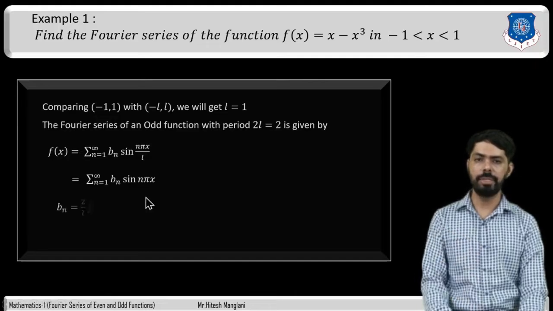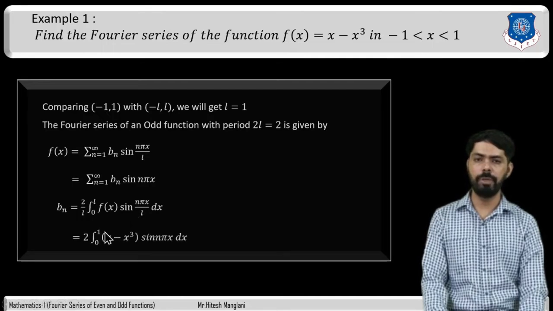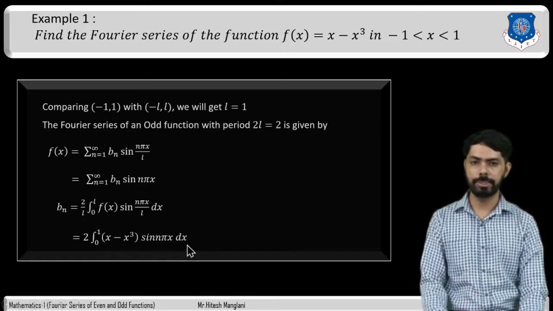Now bn is given by 2 divided by L integration from 0 to L f of x sin n pi x divided by L dx. Now we know that in this example the value of L is 1, therefore bn will be 2 integration from 0 to 1. What is f of x? It is x minus x cube sin n pi x dx.